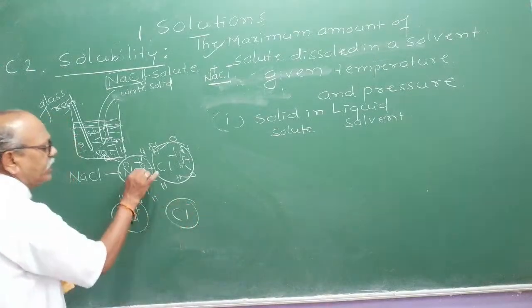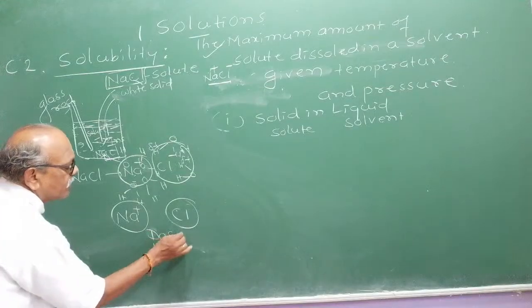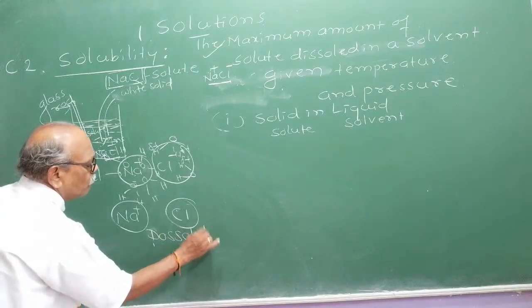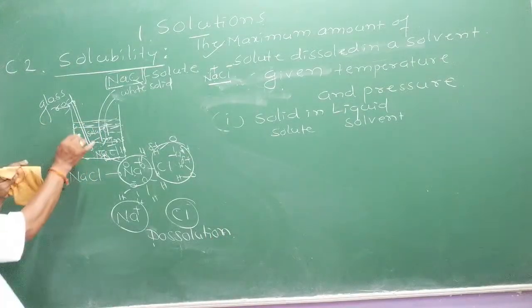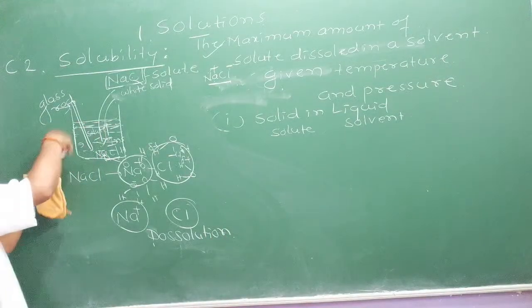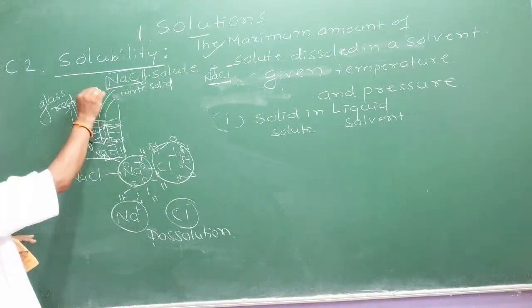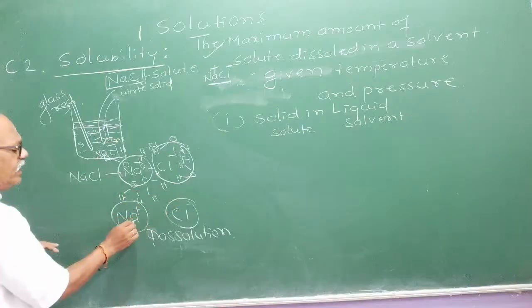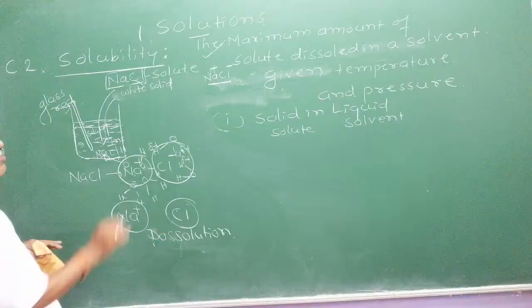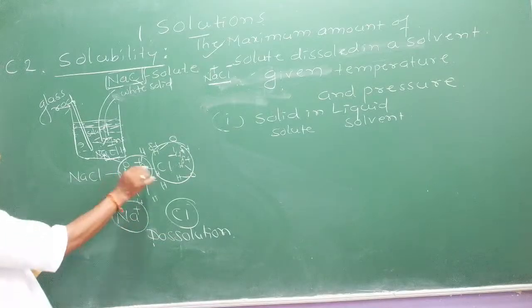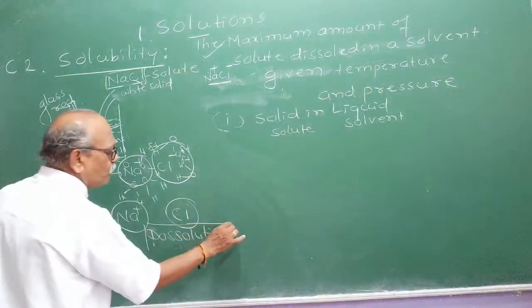This particular process is called dissolution. What is it called? Dissolution. Dissolution means these solute particles are completely separated. In case of polar in polar, they are separated, and now we say that sodium chloride is dissolved in water. That is the meaning of dissolution, right?